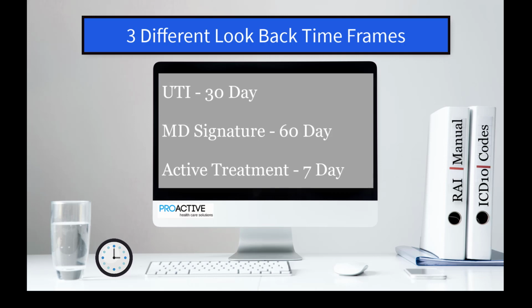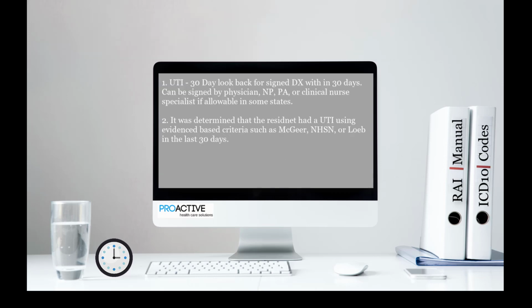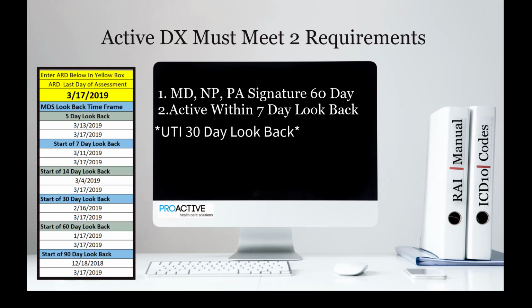We've discussed the MD signature look-back period and the active treatment look-back period, and now we need to discuss the look-back period for the diagnosis of urinary tract infection. Urinary tract infection is the only diagnosis that has a 30-day look-back time frame. In that 30 days, you'll be looking for the diagnosis signed by a physician, NP, PA, or a clinical nurse specialist if allowed in your state. It also has to be determined that the resident had a UTI using evidence-based criteria.